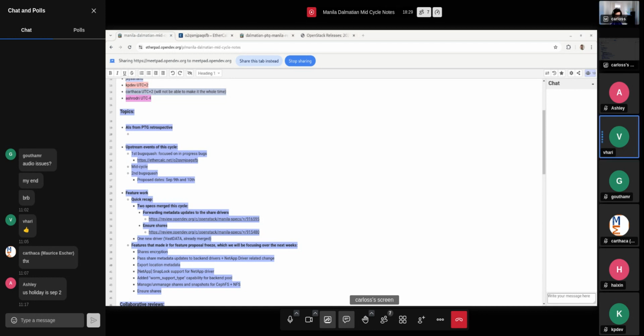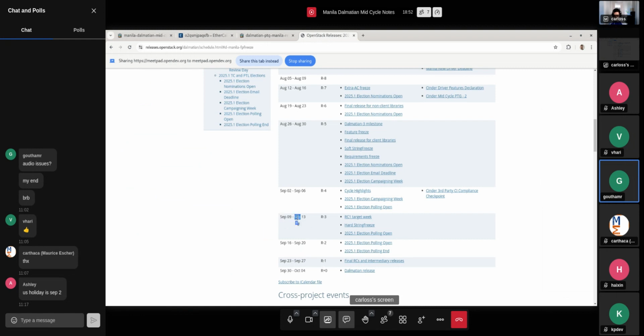Clear in the US states. Okay. Yeah, it should be good. So you're saying this is the RC1 target week as well, right? 9th to 13th. Yes, that's the exact week for RC1.